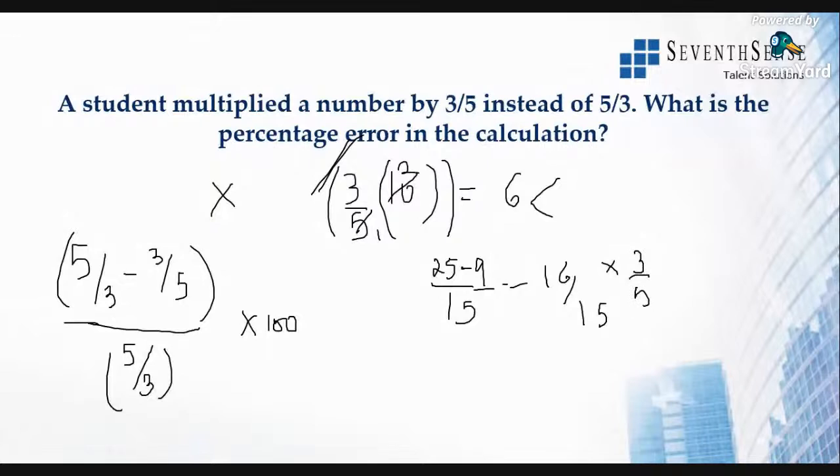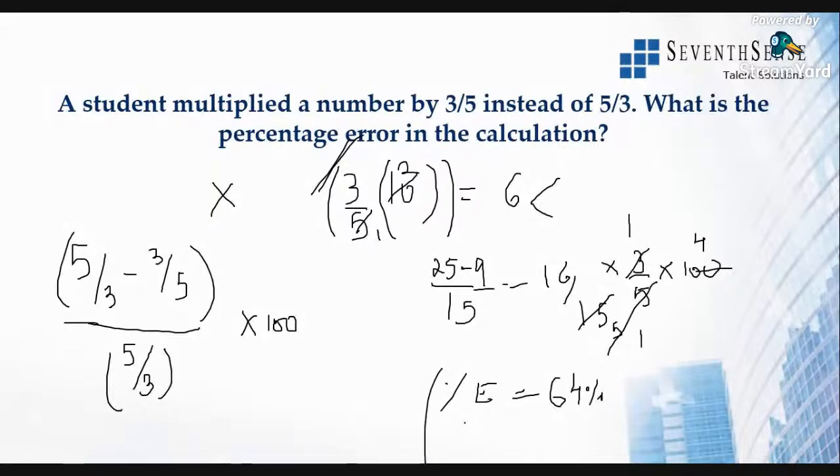Convert that into a percentage by multiplying it with 100. So what will you get as the answer? 3 into 1 time, 3 into 5 times. In the denominator it is 5 into 5, which is 25 times. 25 into 1 is 25 into 4 times. So the percentage of error made is 64%.